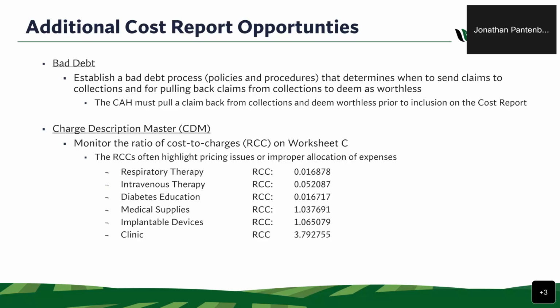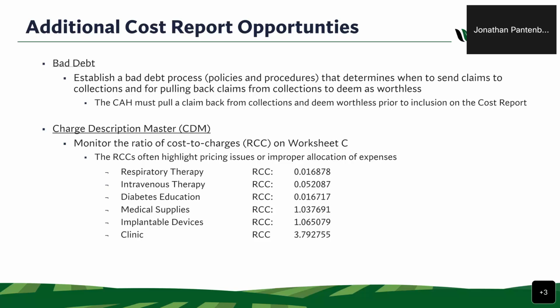Now, one of the most common ones, particularly in rural hospitals that are in systems, that we want to pay attention to, is medical supplies. Now, if we look up on the screen, we can see that medical supplies has an RCC of 1.037. What this means is that we are not charging enough for the supplies that we have to actually cover the cost of those supplies.